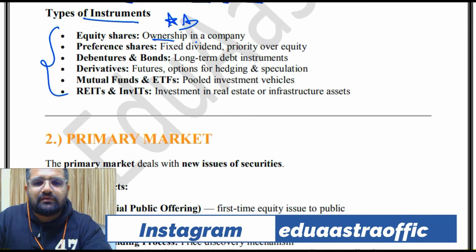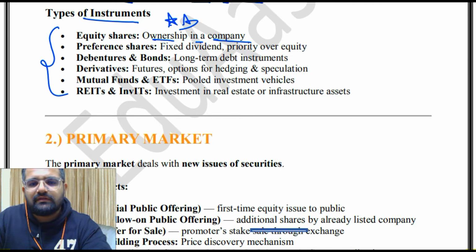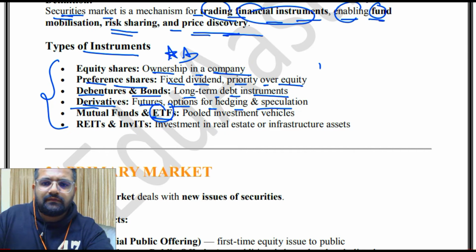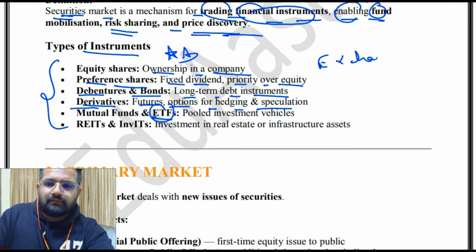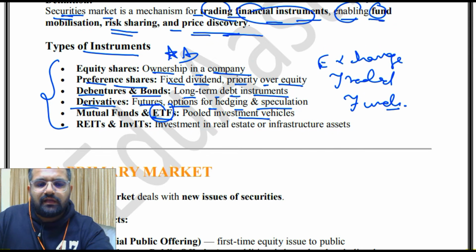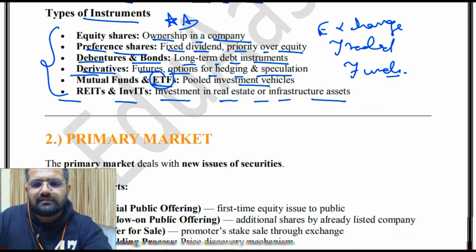Equity shares, that is ownership in a company, how many shares you have in a particular company, so that is ownership in a company. Preference shares, fixed dividend, priority over equity. Debentures and bonds, long term debt instruments. Derivatives, futures, options for hedging and speculation. So mutual funds and ETFs, that is exchange traded funds, pooled investment vehicles. REITs and InvITs, what are they? We'll see it. Investment in real estate or infrastructure assets.